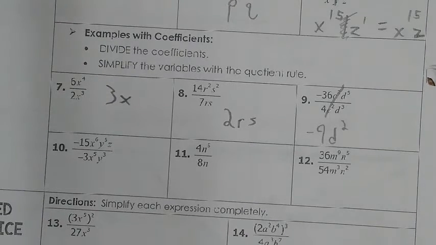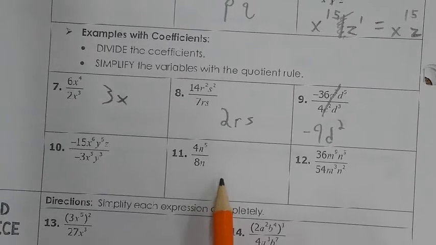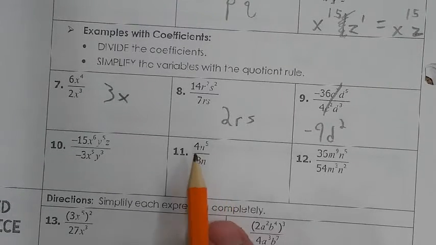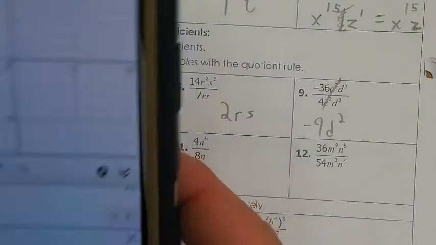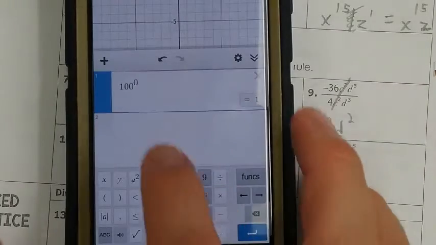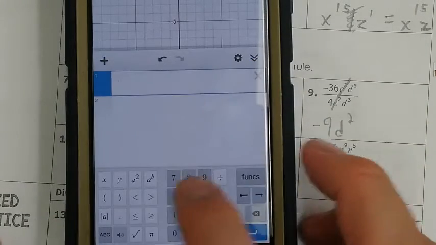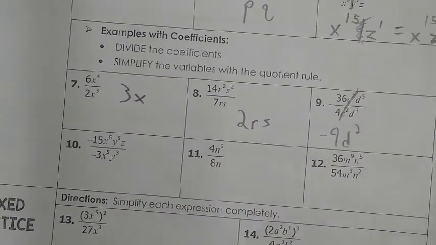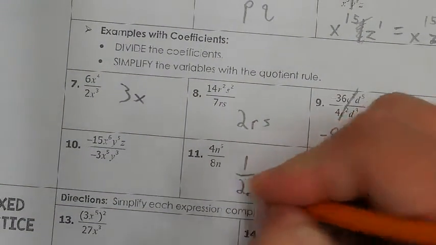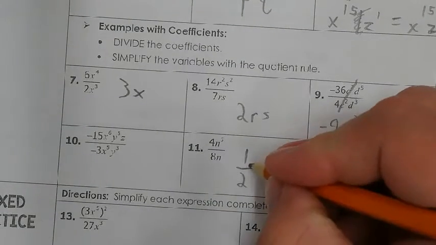All right, I want y'all to try. Actually, let me do number 11 with you, and then I want you to try 10 and 12. What do you notice about 11? Can you do 4 divided by 8? I mean, you can, but you'll get a fraction. So that's when you can pull out your handy dandy Desmos and do 4 divided by 8. Press the fraction button. It gives you 1/2. So you have 1/2 to the fourth power.